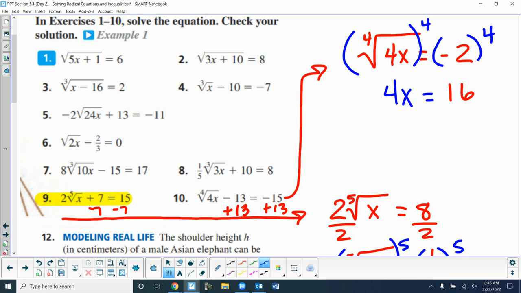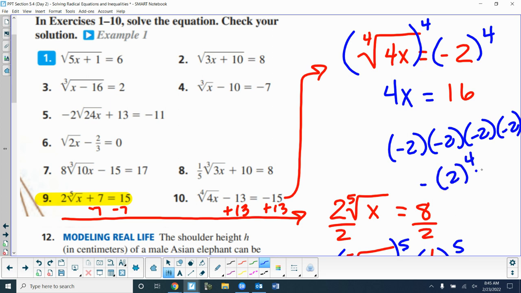Jordan? When I put in -2 to the 4th power in my calculator, I got -2. Yeah, well, it means though, -2 to the 4th means this. When you don't put it in parentheses, the calculator's thinking this. So that's why it says that. Okay? But actually, this is what it means, right? So it should be positive 16.